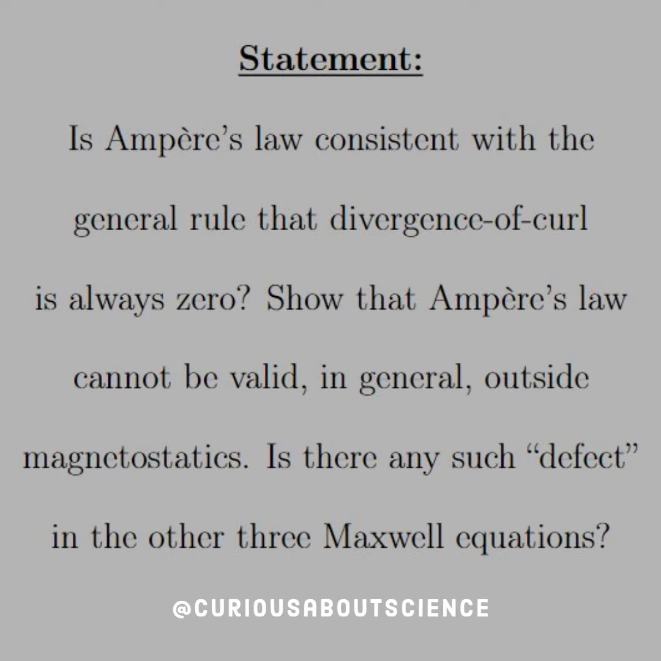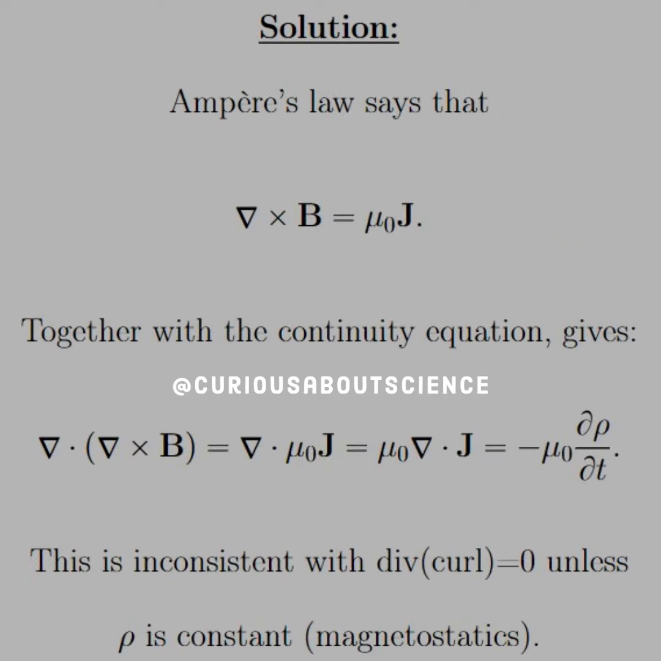Is there any such deficit in the other three Maxwell equations? So that's a good thing to consider moving forward and how you approach these equations. The solution to this is that Ampere's law says that del cross B is equal to mu naught J.